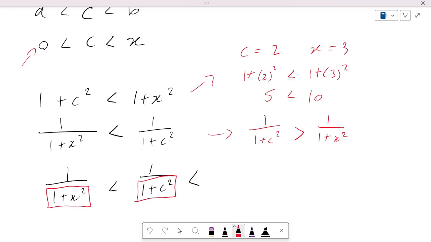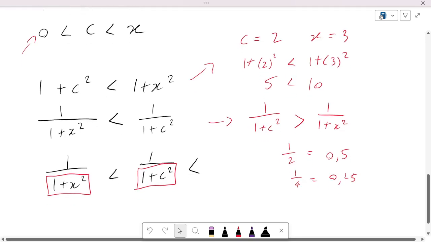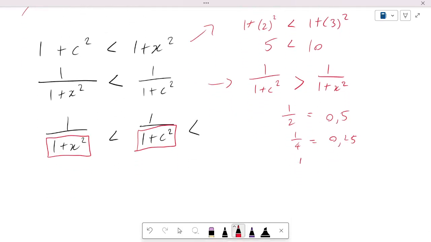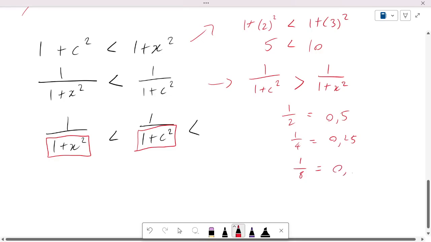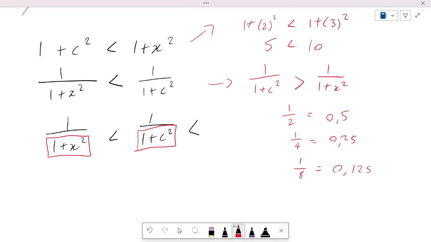Because if we look at, let's say 1 over 2, this is going to be equal to, in decimal form, 0.5. If we look at 1 over 4, this is going to be 0.25. And you see how it gets smaller the more we increase the denominator. And if we have 1 over 8, this is going to be 0.125. And you can once again see it's getting smaller and smaller and smaller.